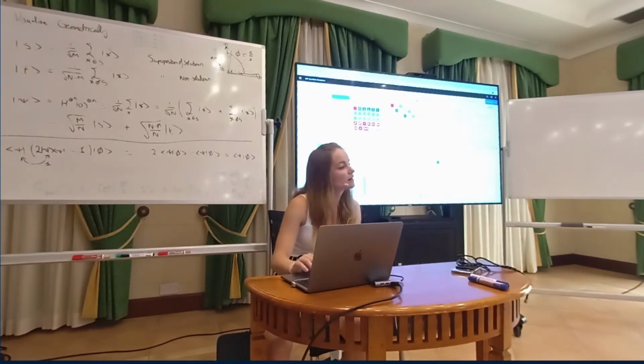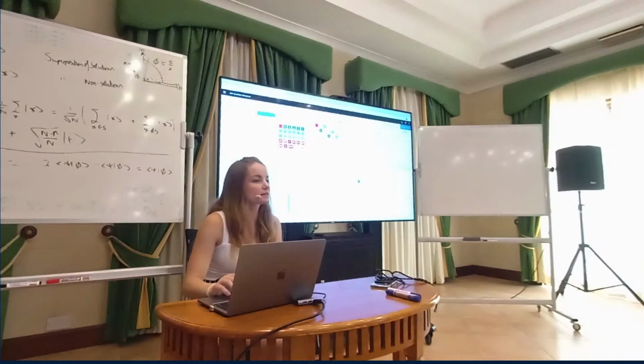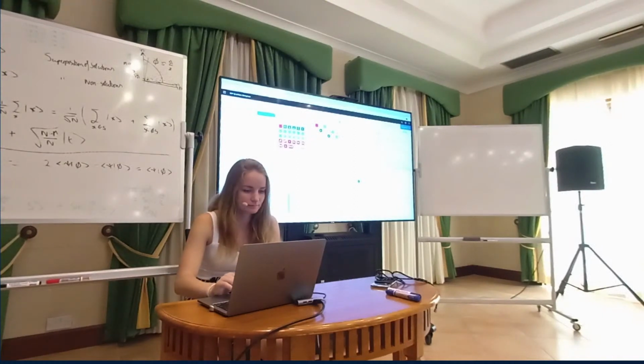Just a new question that is not that related. This is run on superconducting? Yeah, that's superconducting qubits, exactly. Yeah. So yeah, here you can see these are the results.